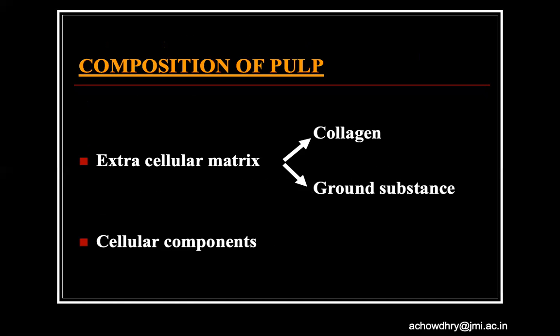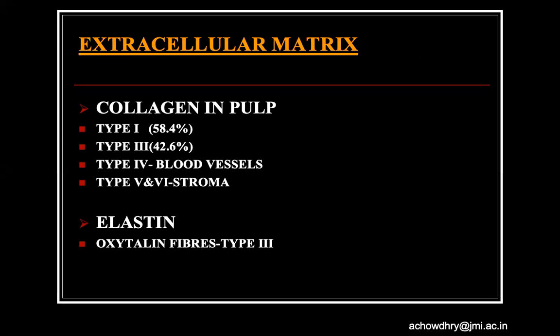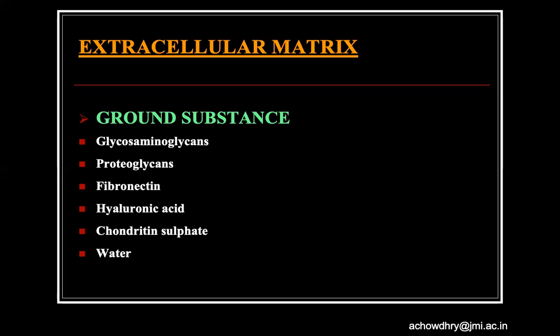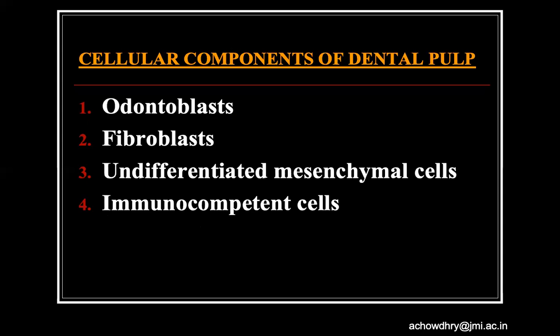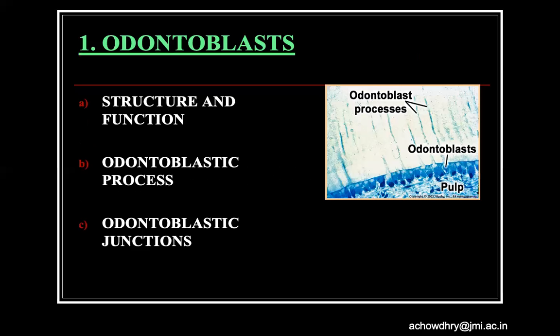So talking about composition of the pulp, it was extracellular and cellular components. Extracellular components were collagen and ground substance. Extracellular matrix had collagen, elastin. Extracellular matrix also had ground substance, which I have already enumerated to you. Then you have cellular components: odontoblast, fibroblast, undifferentiated mesenchymal cells, and immunocompetent cells.